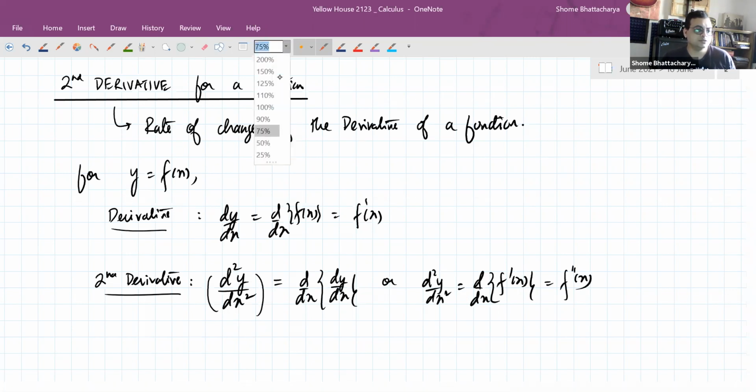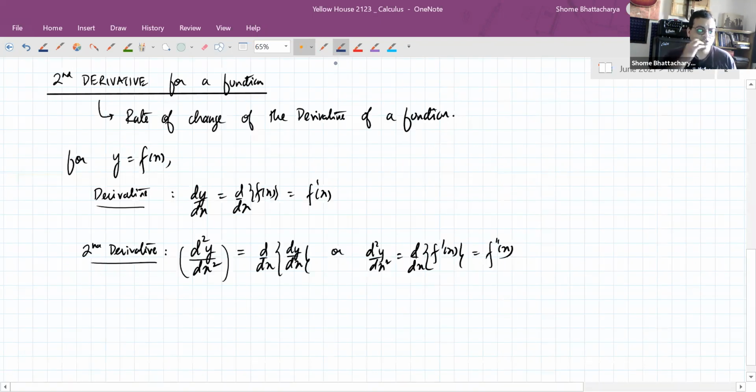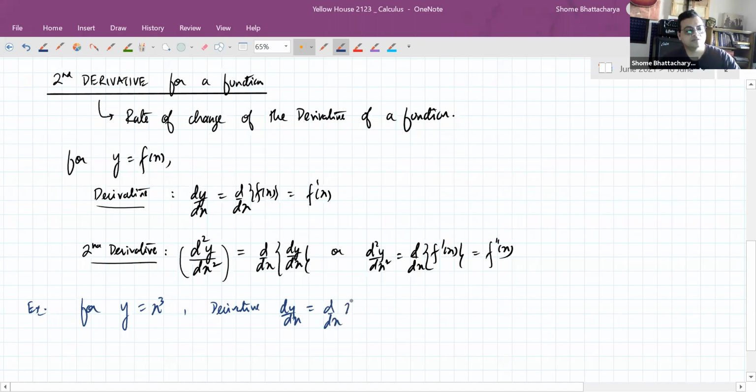So this is the symbol for the second derivative, and this is how we find out the second derivative of a function. So as you note this down, let's quickly see an example of how to execute this. This is very simple basically. It's like we have to just differentiate the derivative itself. So for example, for a function, let's say y is equal to x cube, we know that derivative dy by dx is 3x square. Okay. Or we get the derivative by differentiating the function, which becomes 3x square.